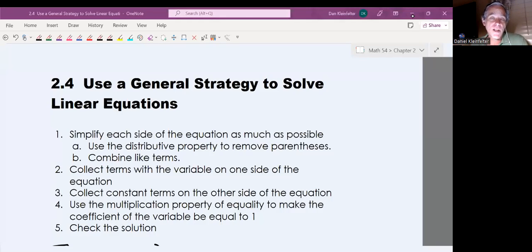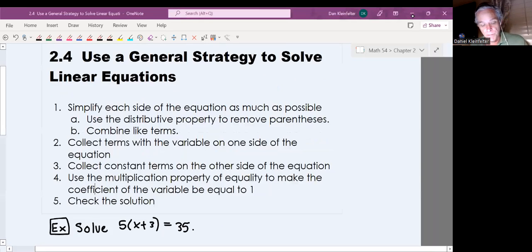Welcome back. In this video, we're going to go over section 2.4, which kind of sums up some things we've done over the last few sections, and we'll take a look at a general strategy to solve linear equations in one variable. So we're going to take a look at the steps, and then we'll try some examples.